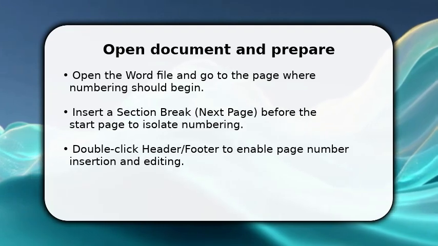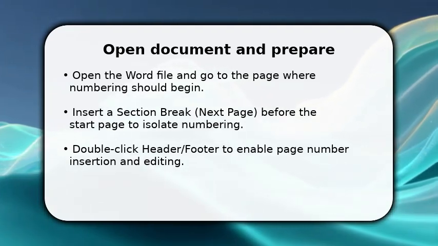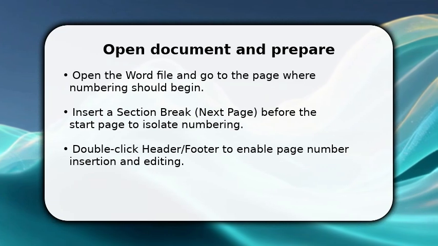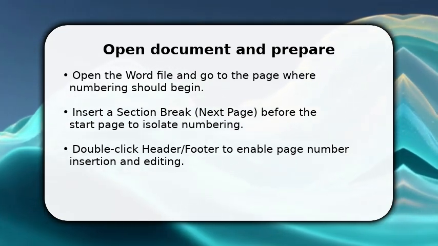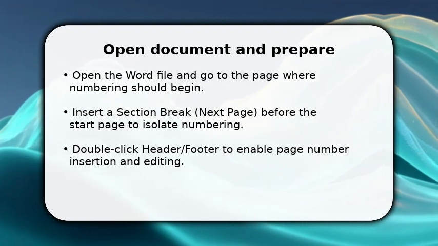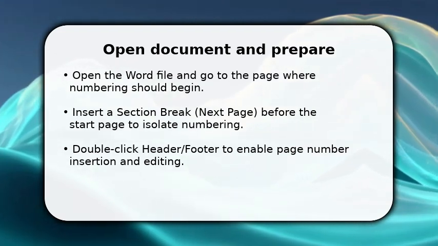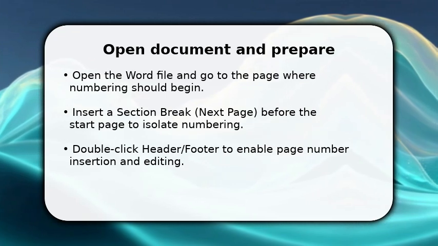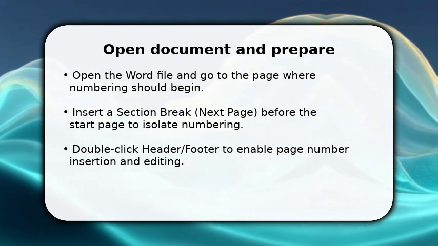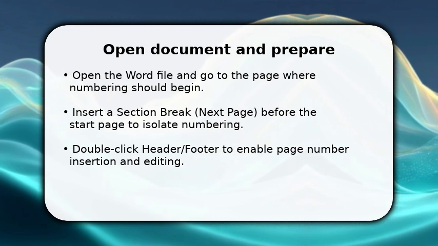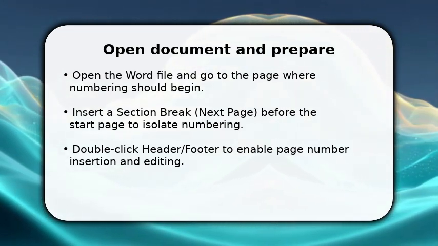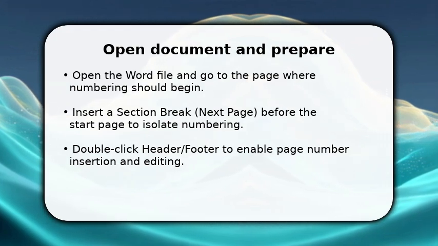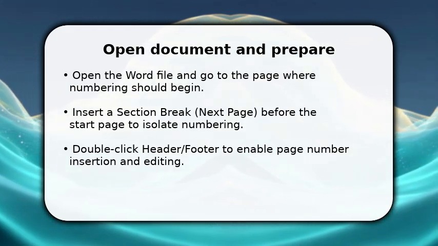You start by isolating where numbering will change. Insert a section break, next page, immediately before the page you want to renumber. Once done, double-click the header or footer area to enter edit mode so you can add or change page numbers. Make sure to check the navigation ribbon. You need independent sections to set different numbering schemes. This step prevents global changes and lets you control numbering for only the new section instead of the whole document.